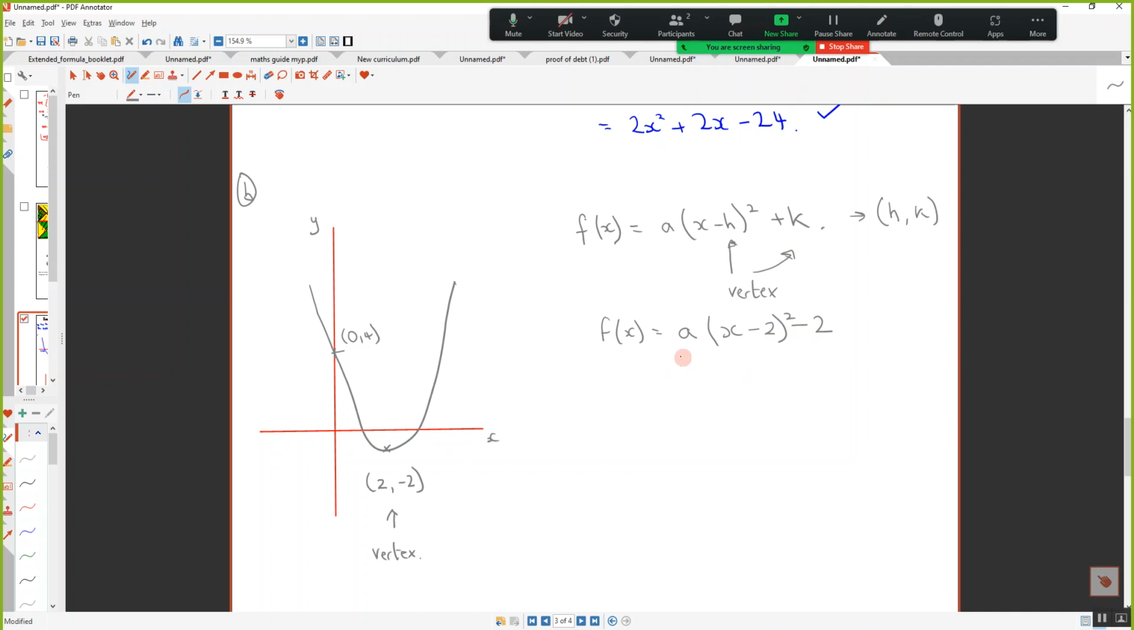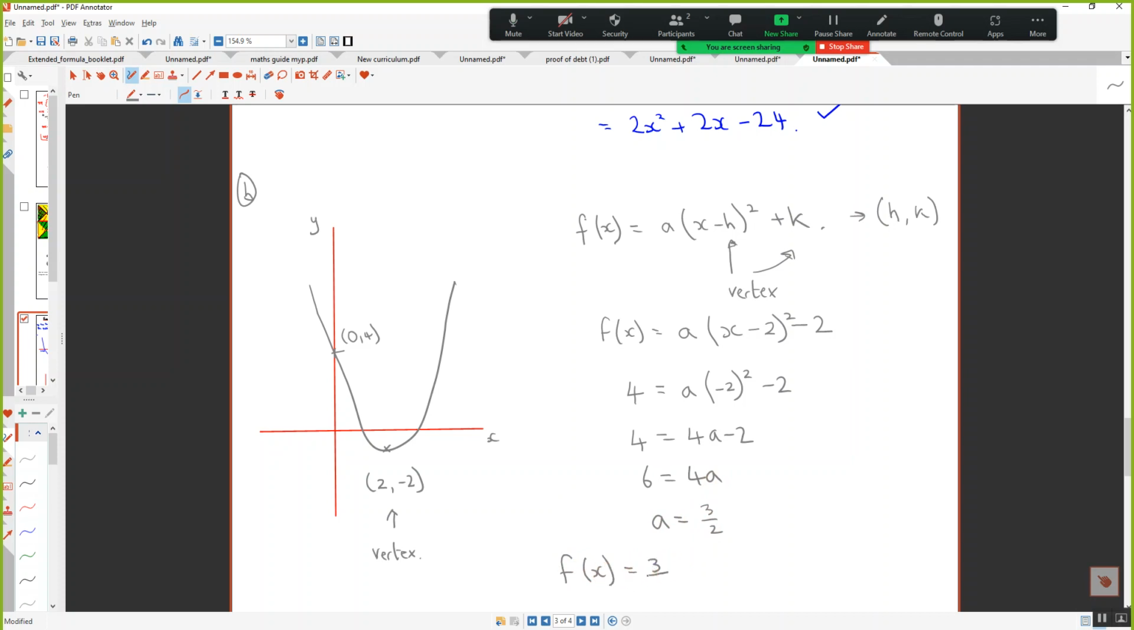So then we just need to work out what a is, same as last time. So that's when x is 0, y is 4. Negative 2 squared is 4. So that becomes 6 equals 4a. So a equals 3 over 2, or 1 and a half. Good.